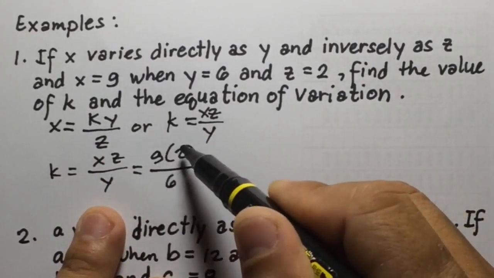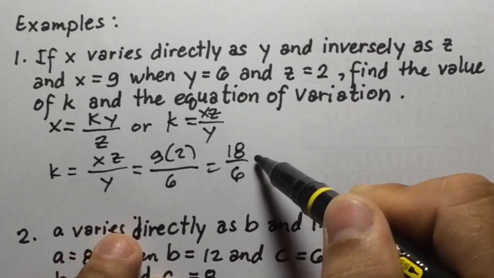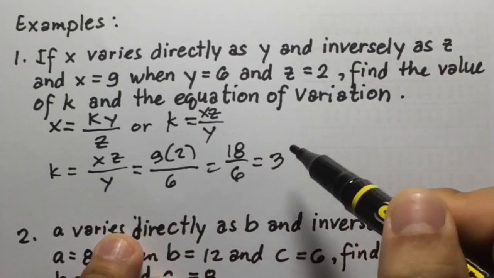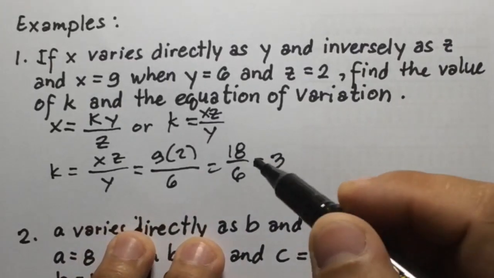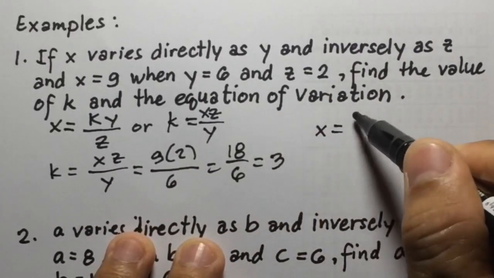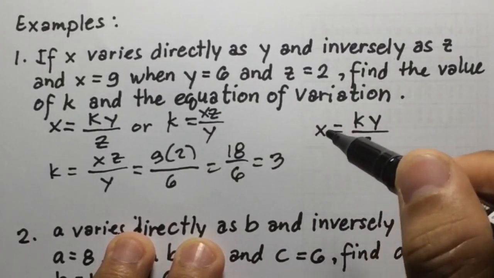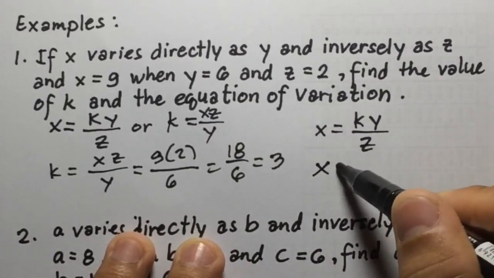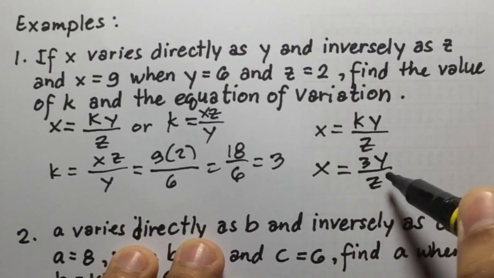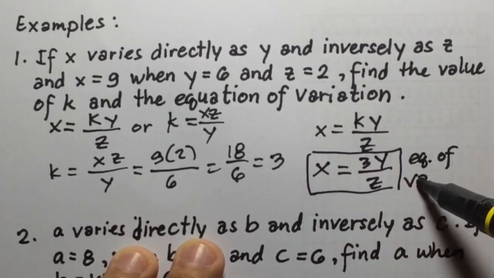Then this is equal to 9 times 2 is 18 over 6, and 18 over 6 is equal to 3. So the value of k here is 3. So 3 is the constant of variation. Now if we're going to have the equation of variation, we're going to use this one. x equals k times y over z. So substituting the value of k, we're going to have x equals 3 times y over z. This is now the equation of variation.